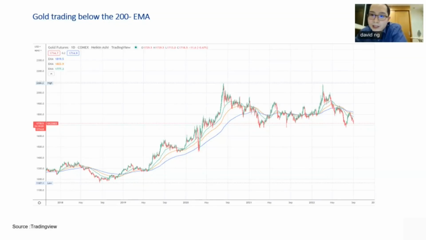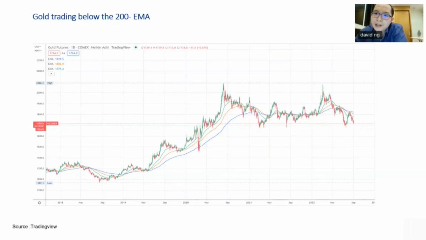Now, there's a lot of ways for you to depict visually whether the market is trending or not trending. One good way is to plot the chart itself with a 200 period EMA. As long as prices are trading above the 200 period EMA, that means the market is on an uptrend. And if the market is trading below the 200 period EMA, that tells you the market is on a downtrend. So if you just look at this chart here, this is on COMEX Gold.